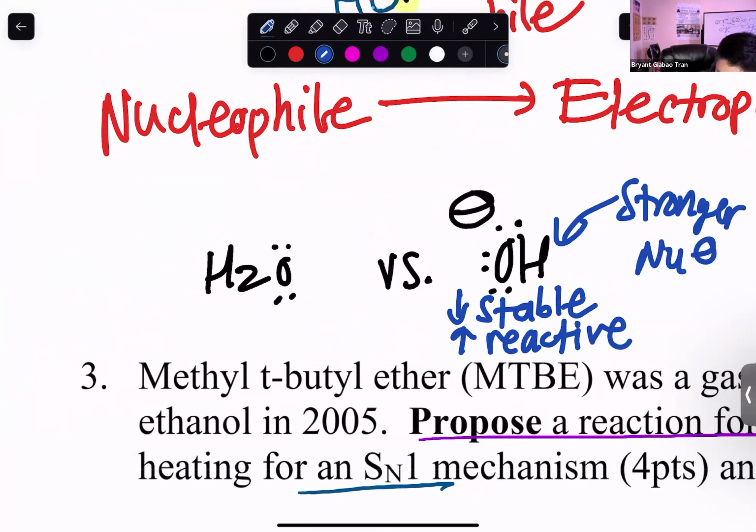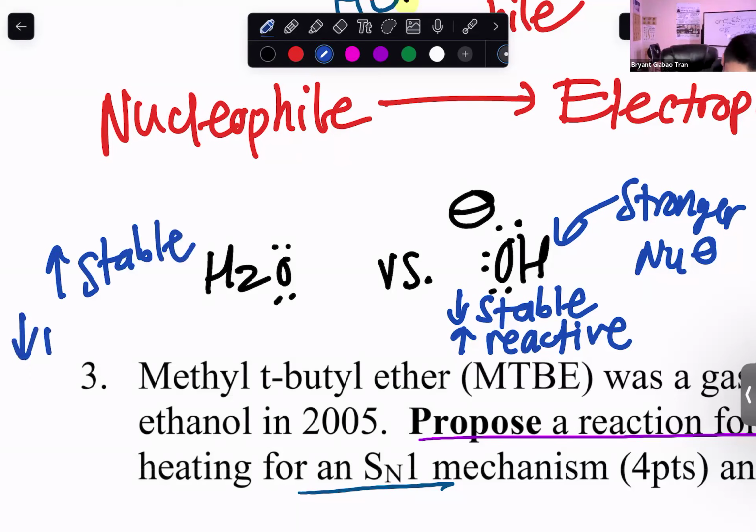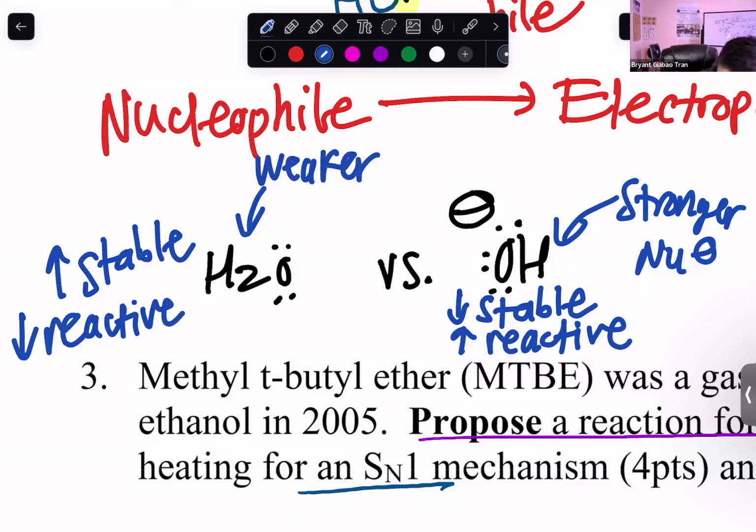nucleophile, right? Because that nucleophile is more reactive, it is more ready to attack an electrophile. Whereas the water here, more stable, since it has a neutral formal charge. It's stable, it's happy, it's at peace. It is less reactive, making it a weaker nucleophile, a poor nucleophile. Oh, like nucleophile, not electrophile.